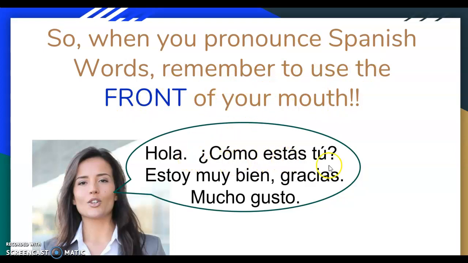Hola, ¿cómo estás tú? Estoy muy bien, gracias. Mucho gusto. You don't want to say, hola, ¿cómo estás tú? Estoy muy bien, gracias. Mucho gusto, with the back of your throat open. And you also want to keep the vowels short.